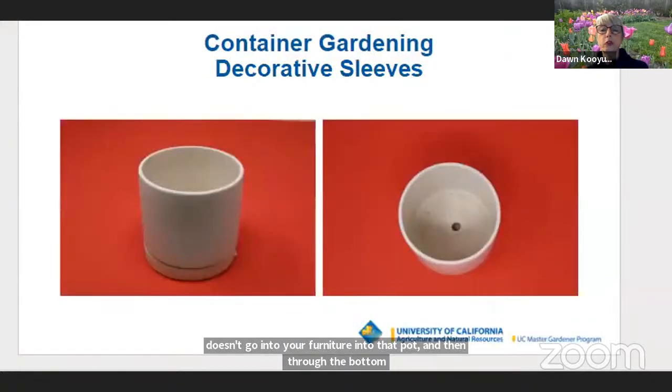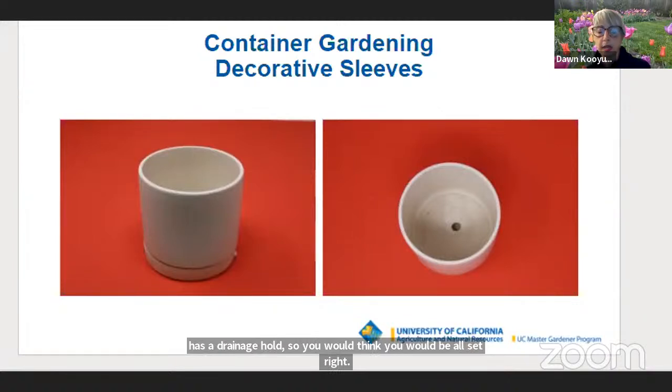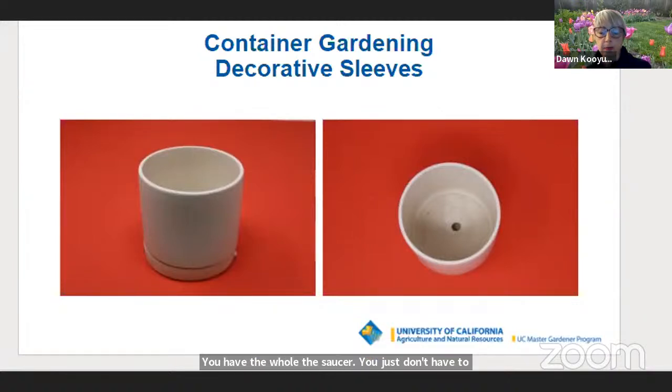So here's a little story about a decorative sleeve. This sleeve actually was the sleeve that came on the plants that were in what I call the sacrificial house plant that was in the video. This is a ceramic sleeve. Notice that it has a nice saucer. It has a drainage hole. So you would think you would be all set, right? You have the hole, the saucer. You just don't have to worry about the water. It can go through. You have the saucer to collect the water at the bottom.